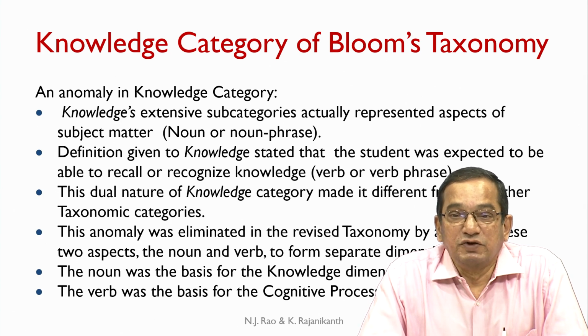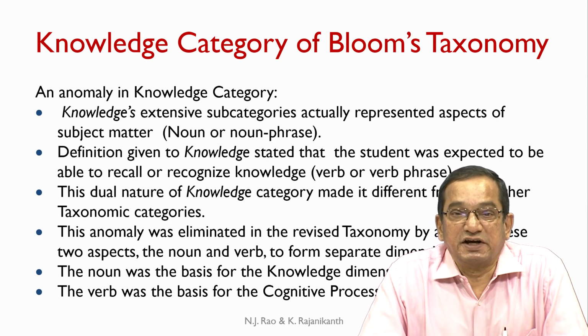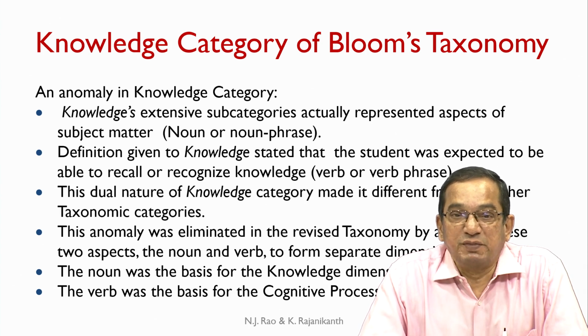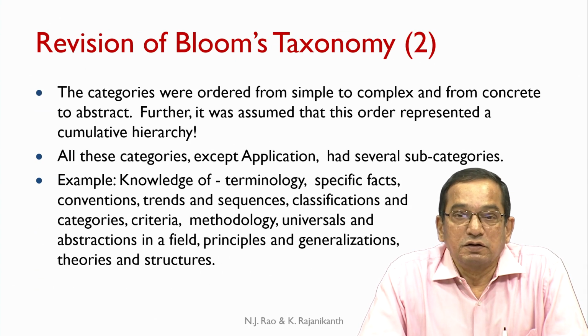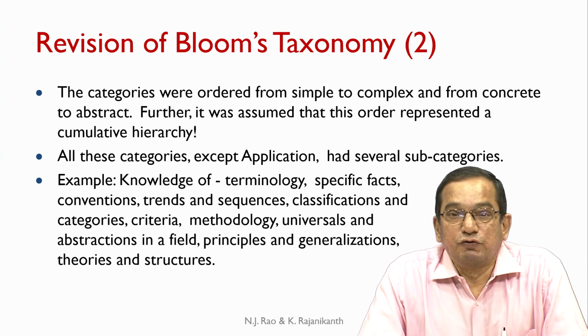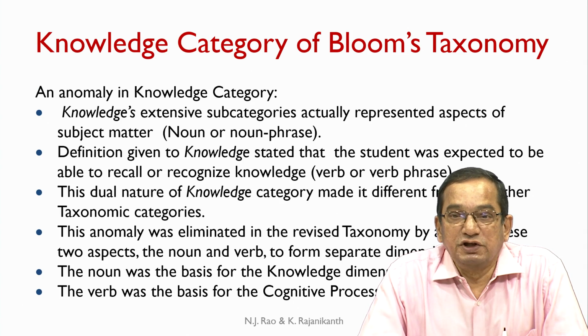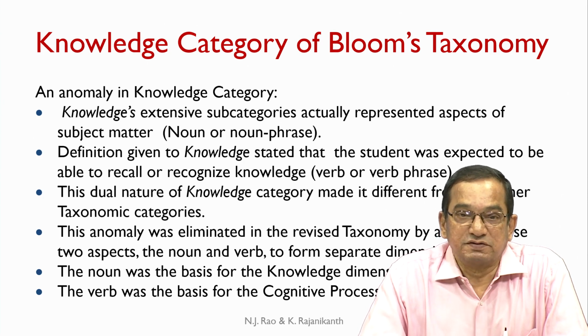But we can see an anomaly in the knowledge category. Knowledge's extensive subcategories actually represented aspects of subject matter. If you look at terminology, specific facts, conventions, these are all actually aspects of subject matter, a specific domain. So, this represents a kind of noun or noun phrase. But what does the learner do with this knowledge?